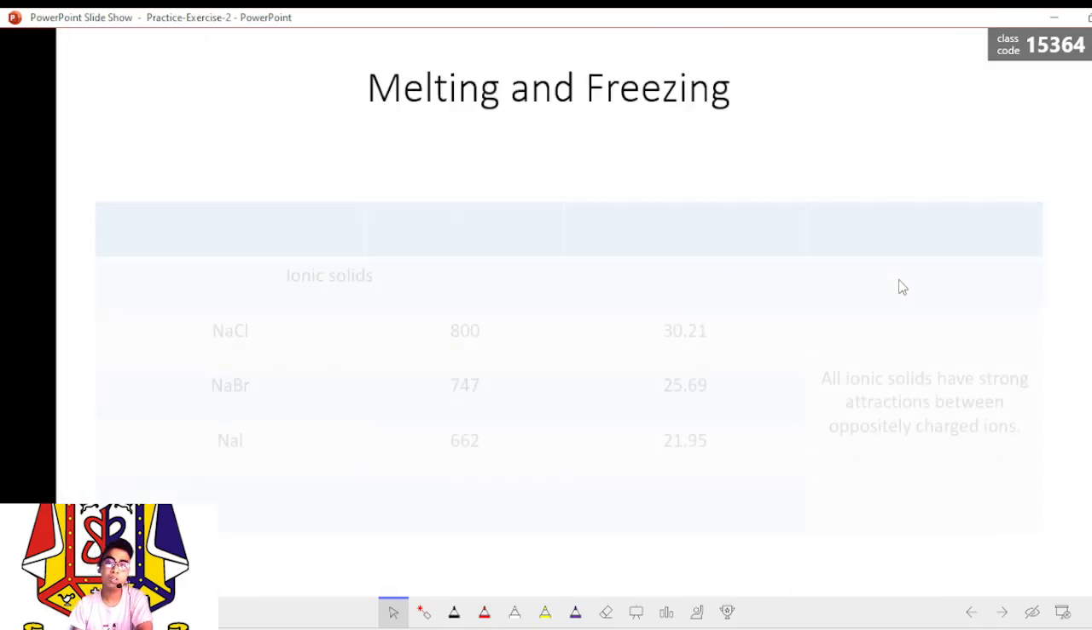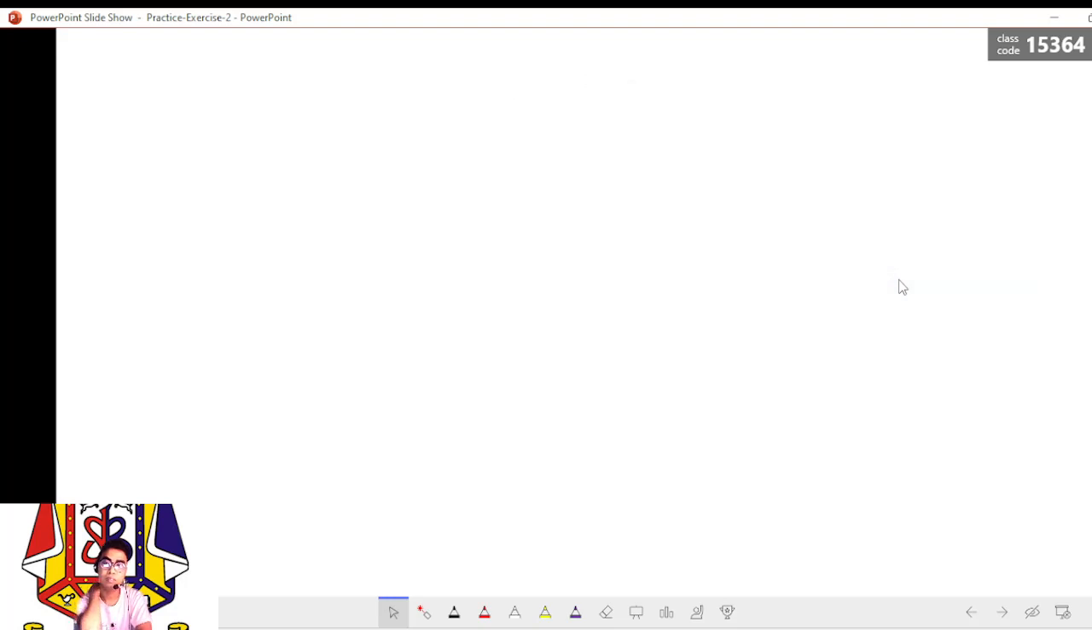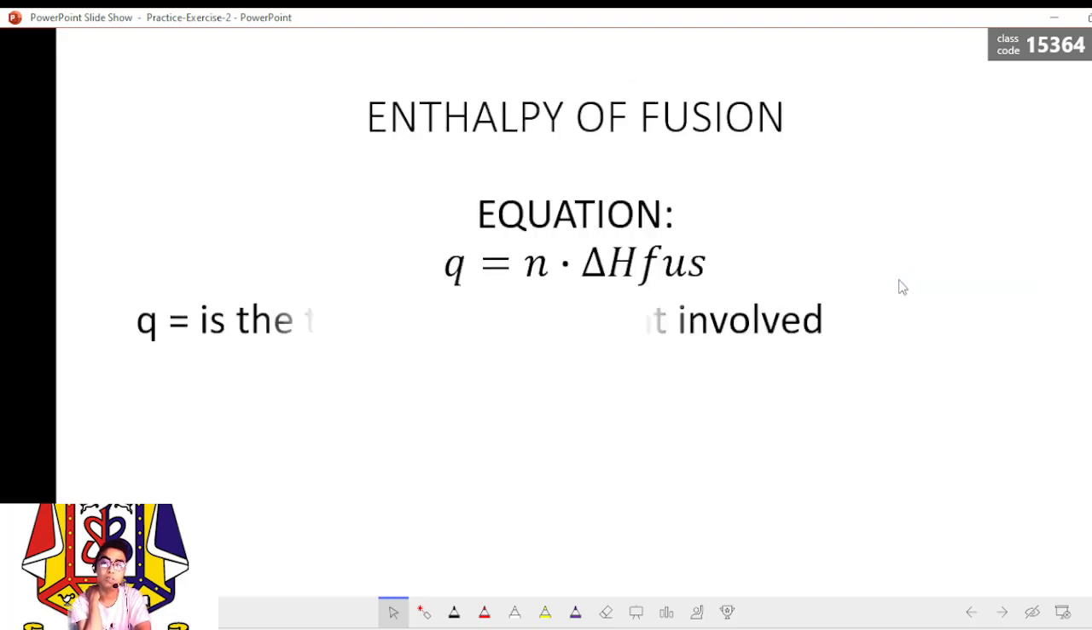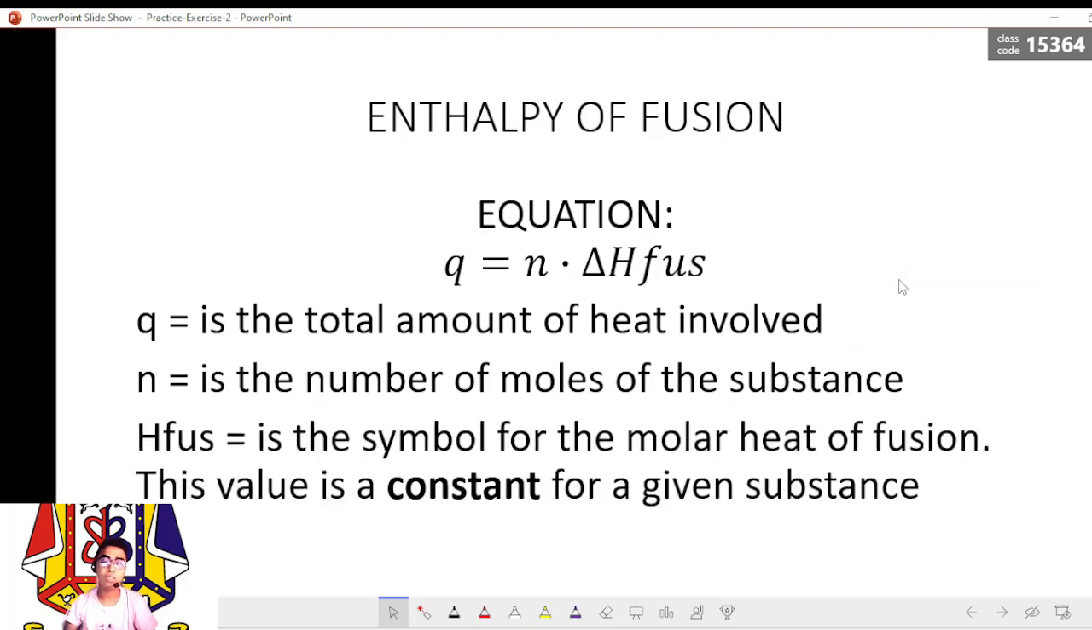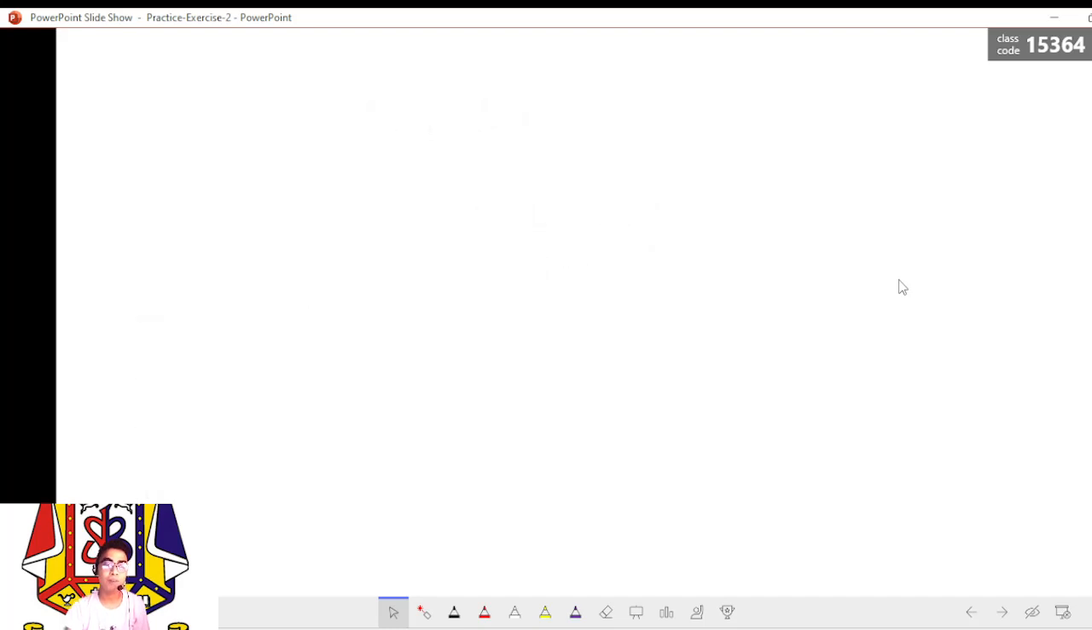So let's start with the example. Let's solve the equation. So we have here the Q. Again, this is the same equation as in our molar heat of vaporization, but different for the molar heat of fusion. Q is the total amount of heat involved, n is the number of moles of the substance, and ΔH fusion is the symbol for the molar heat of fusion. This value is a constant for a given substance. So you're going to look back on the table because it is constant. The exact values are there so you won't have difficulty finding the exact value of the molar heat of fusion of a compound or substance.